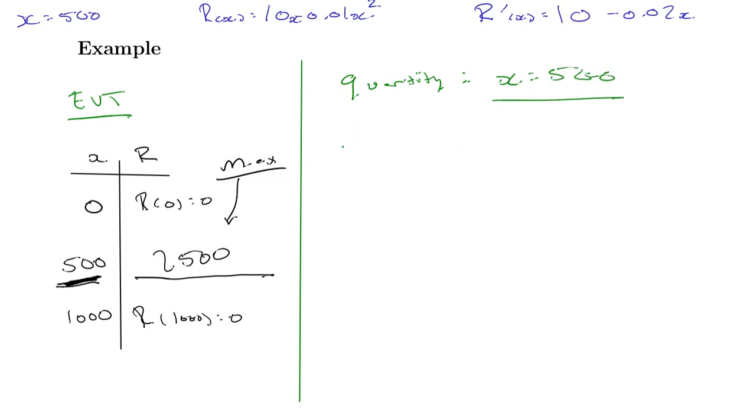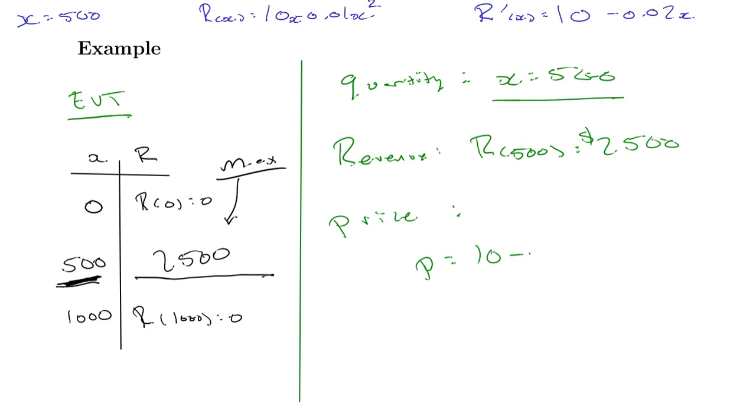The actual revenue that we needed, the maximum revenue, is R of 500, which you just found was $2,500. So the maximum revenue is $2,500 here, and it happens when we sell 500 units. The price is found when we plug this quantity into our price demand equation. P is equal to 10 minus 0.01 times 500. This is 10 minus 5, $5.